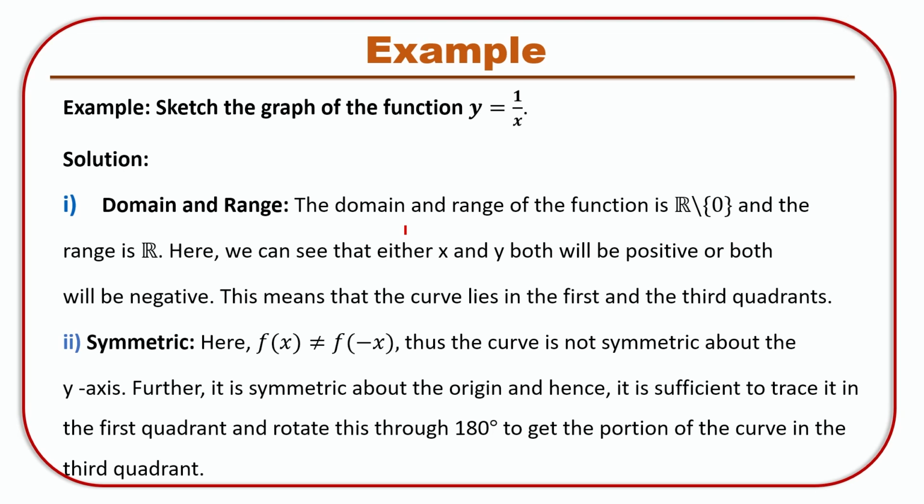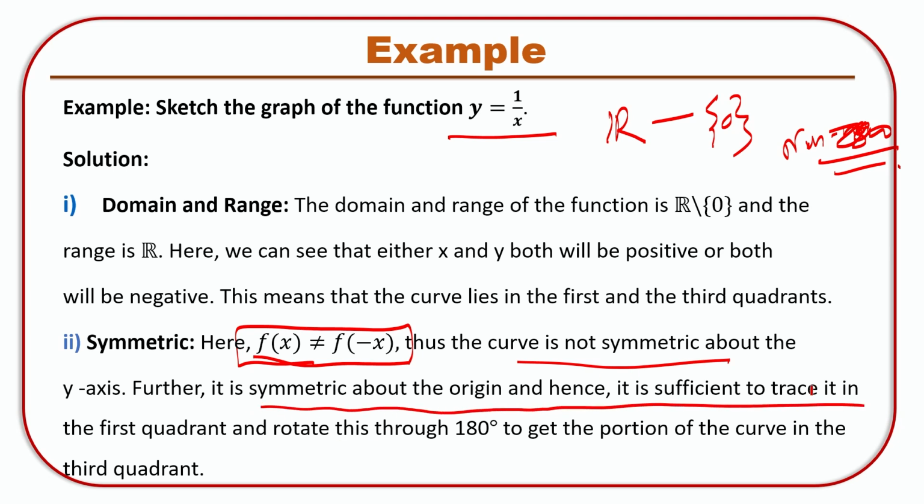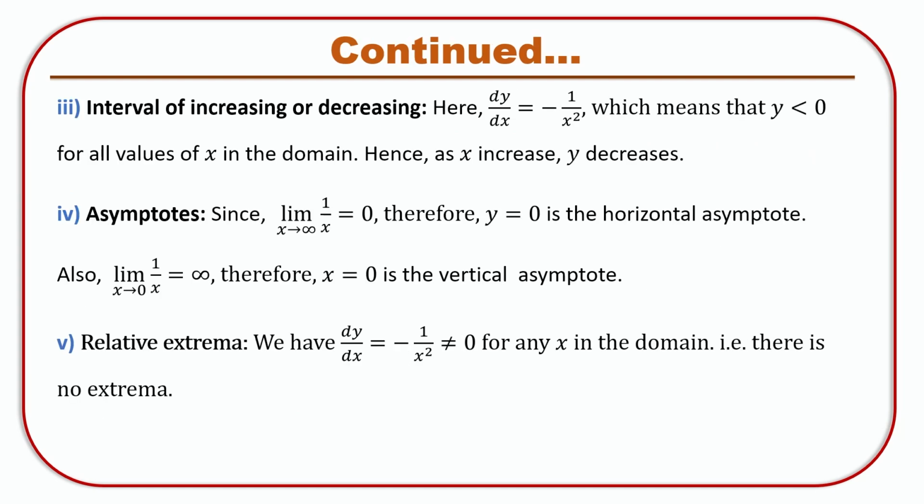Sketch the graph of the function y equal to 1 by x, right? It is given. So, domain and range are fixed. The domain is R minus 0 and the range is the non-zero numbers, right? So, symmetry here, f(x) equal to minus f(x), does not hold. Thus, the curve is not symmetrical about the y axis. Also, it is symmetrical about the origin and hence it is sufficient to trace it in the first quadrant and rotate this through 180 degrees to get the portion of the curve in the third quadrant.